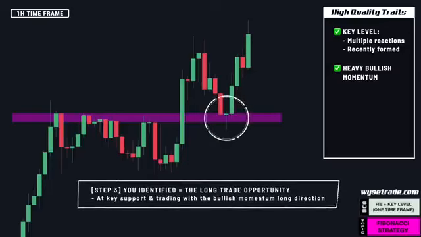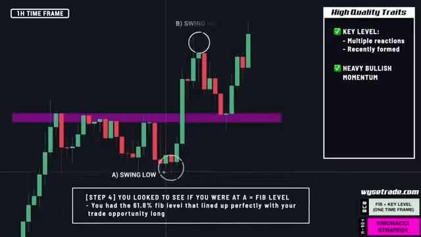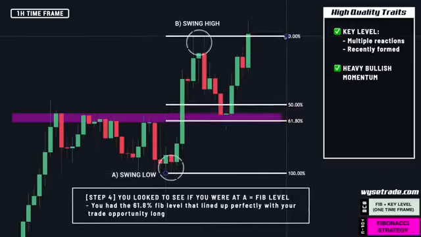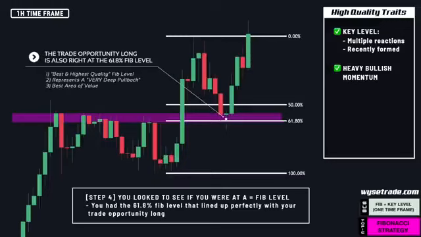And this is where the trade opportunity long presented itself. With the fib tool, click at the swing low here, drag it up to the recent swing high, and notice how the key level is also right at the 61.8% fib retracement level, which is a very high quality fib level.